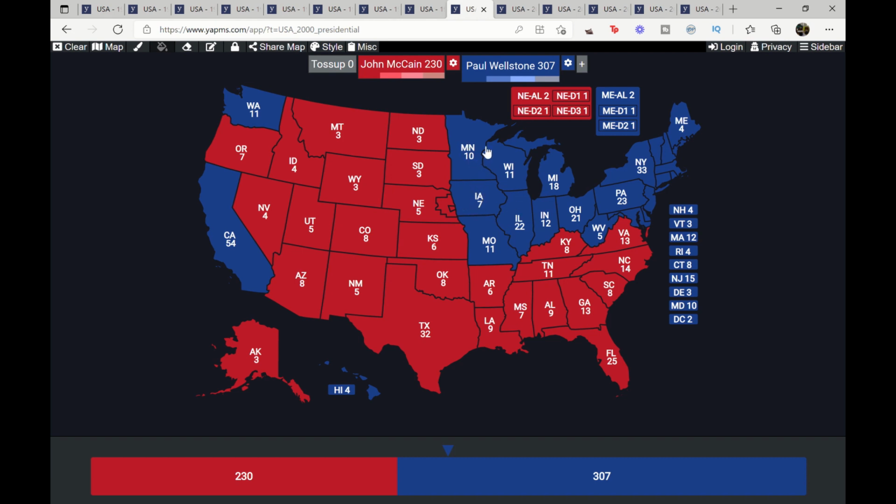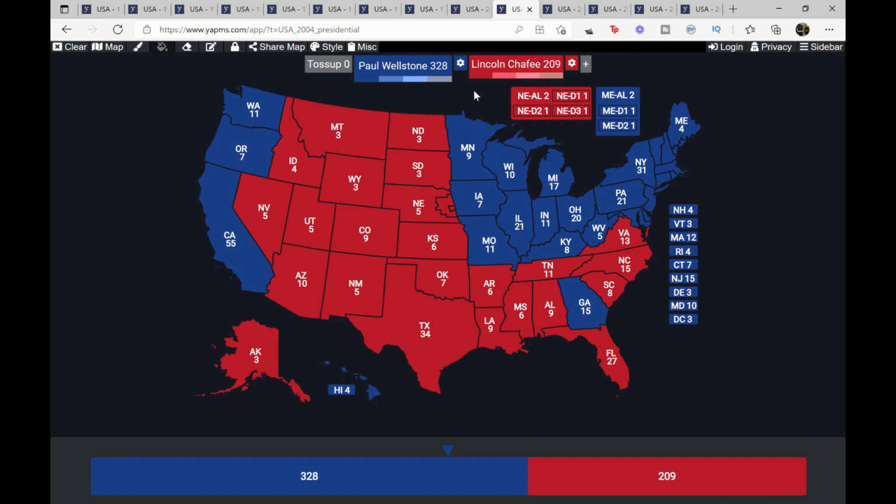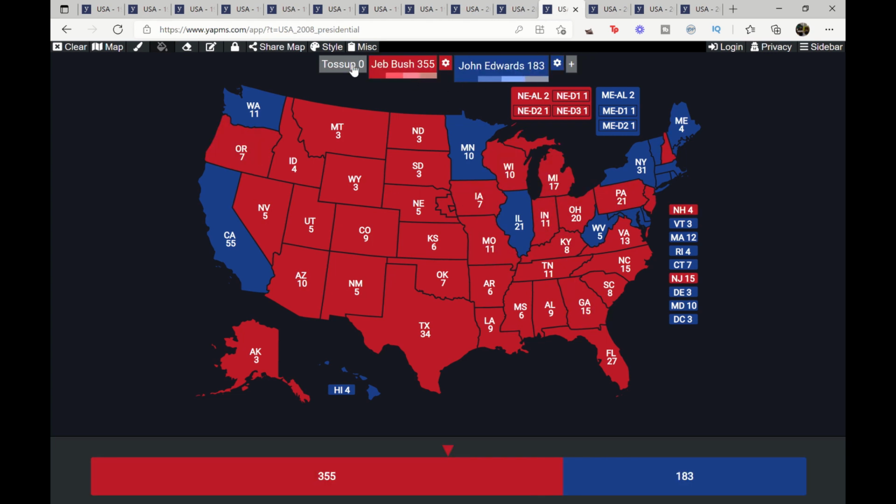So he'd do well in the Midwest, the Northeast, and he'd do well in the West, but Oregon would go to John McCain since Paul Wellstone is a progressive, and McCain would appeal more to the suburban moderate voters in Oregon. In 2004, Paul Wellstone also wins by a large margin over Lincoln Chafee, who was a pretty meh figure, and the GOP did not put up a good candidate in this election, hence Paul Wellstone wins by a large margin. And then we have Jeb Bush versus John Edwards.